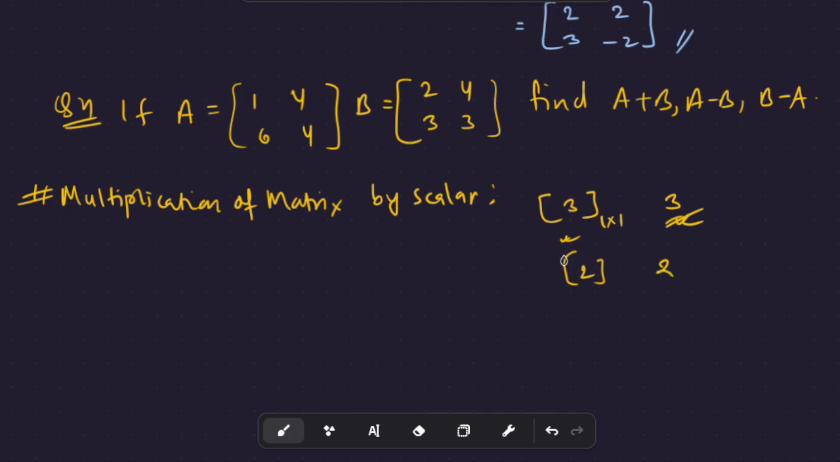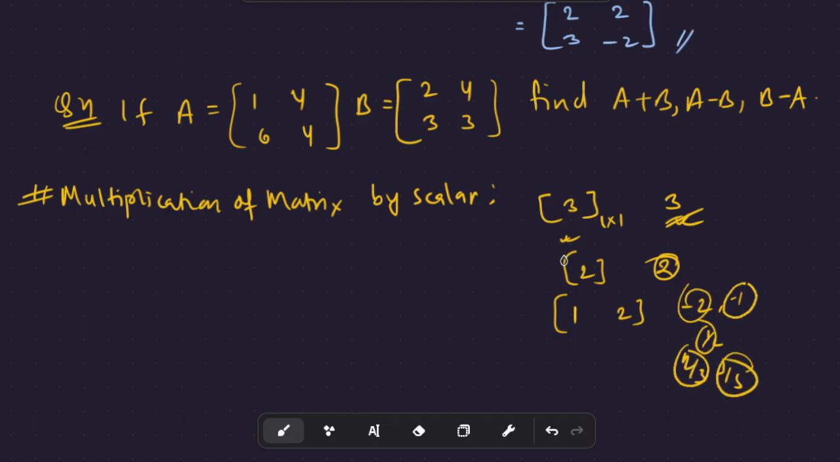Scalar means any value which is not a matrix. In a matrix, the elements are enclosed inside round or square brackets. But a scalar is only a single value. It may be -2, -1, 1 by 2, 2 by 3, 3 by 5. These are all scalars. And whenever a matrix is multiplied by a scalar, the scalar multiplies all the elements of that matrix.